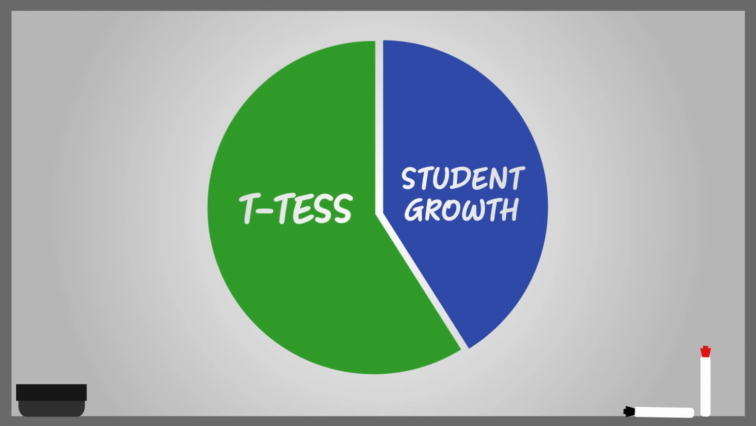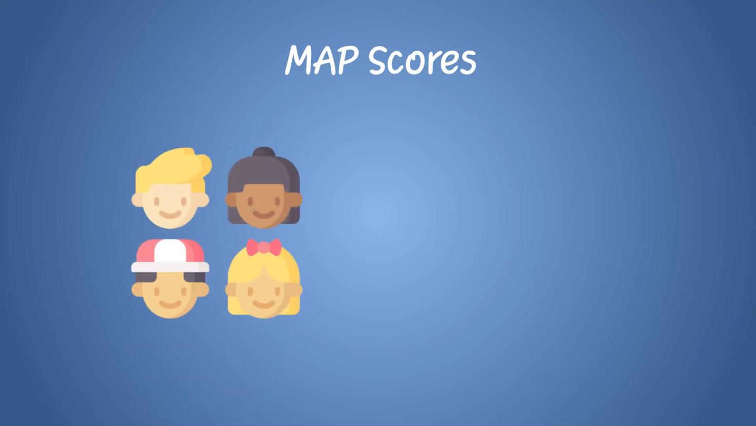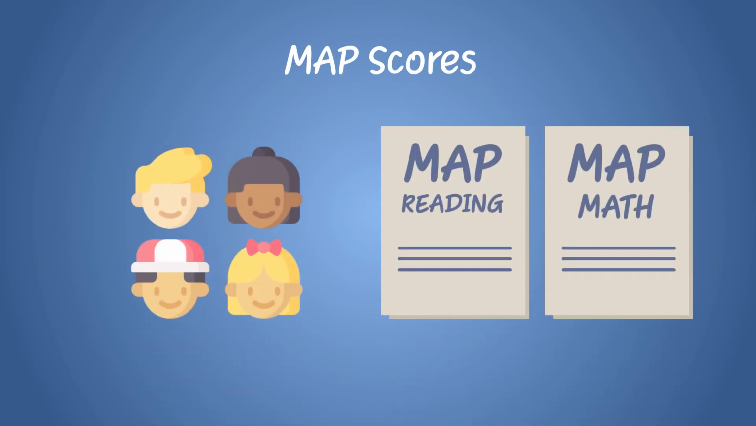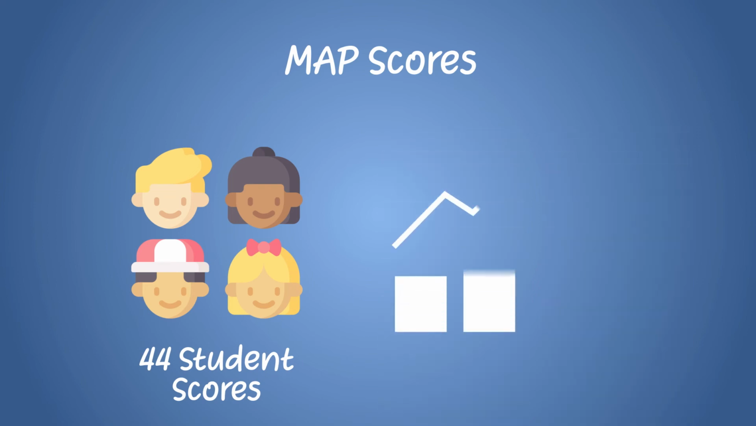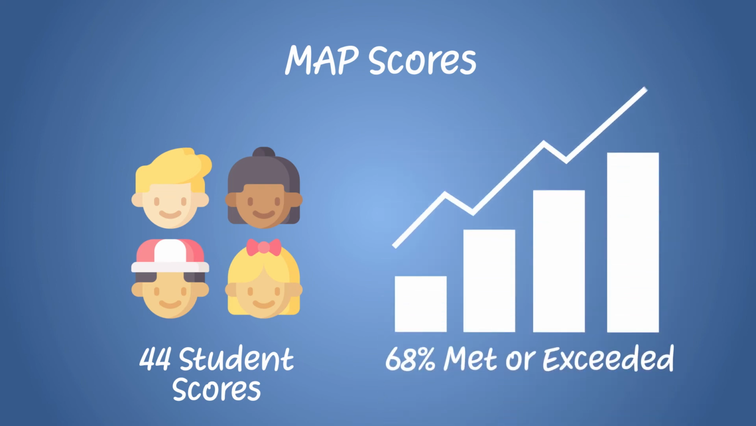Finally, the MAP scores are in. Remember, Mrs. Johnson's 22 students took both the reading and math MAP growth assessment for a total of 44 student scores. 17 of her students met or exceeded their projected growth in math, and 13 met or exceeded growth for reading. Her overall percentage of students meeting or exceeding growth is 68%.